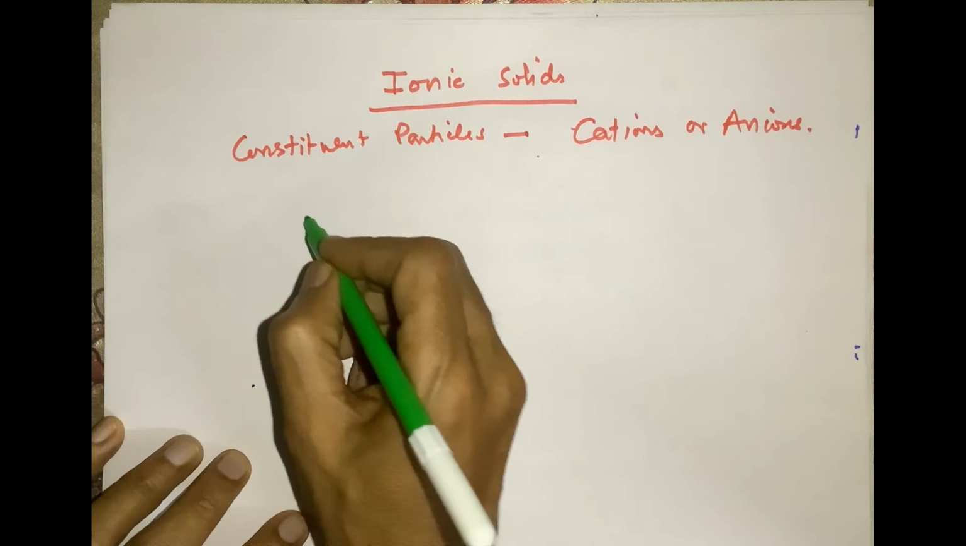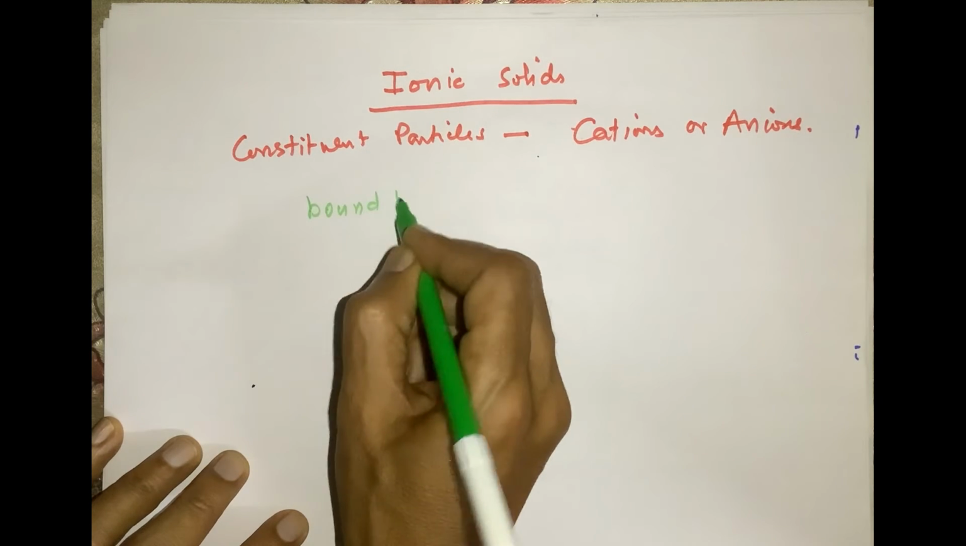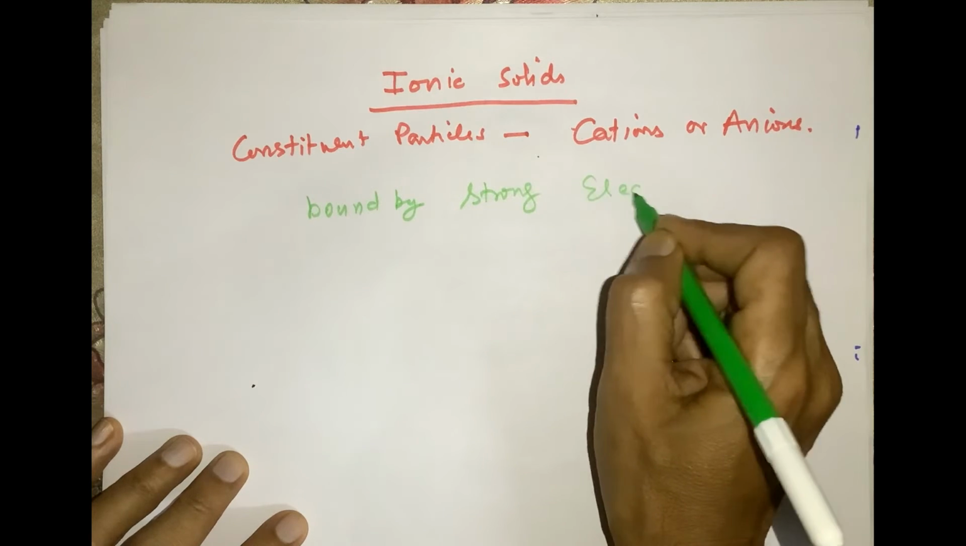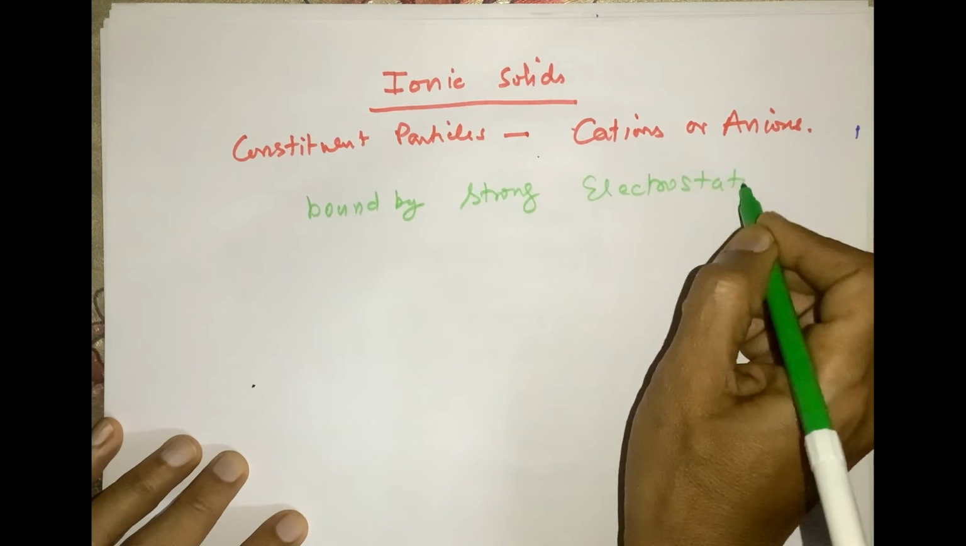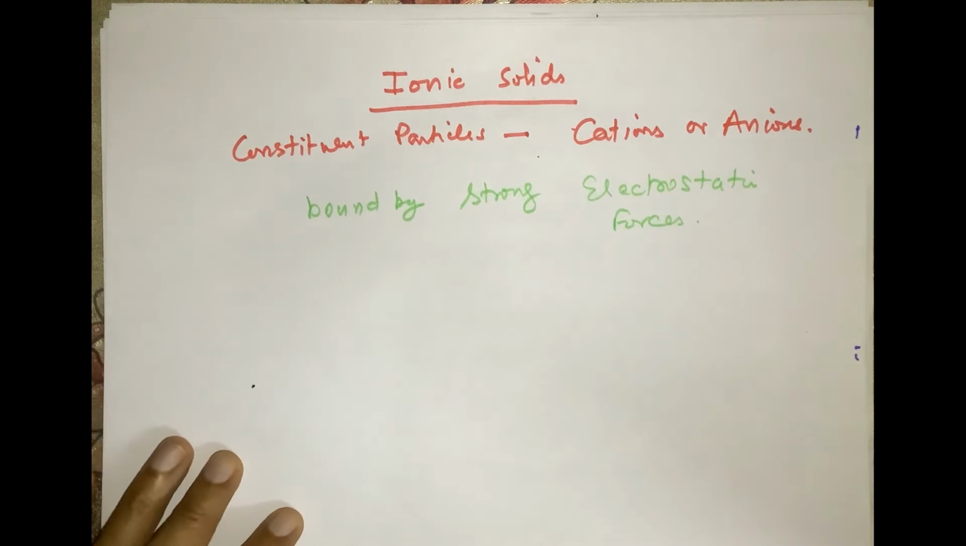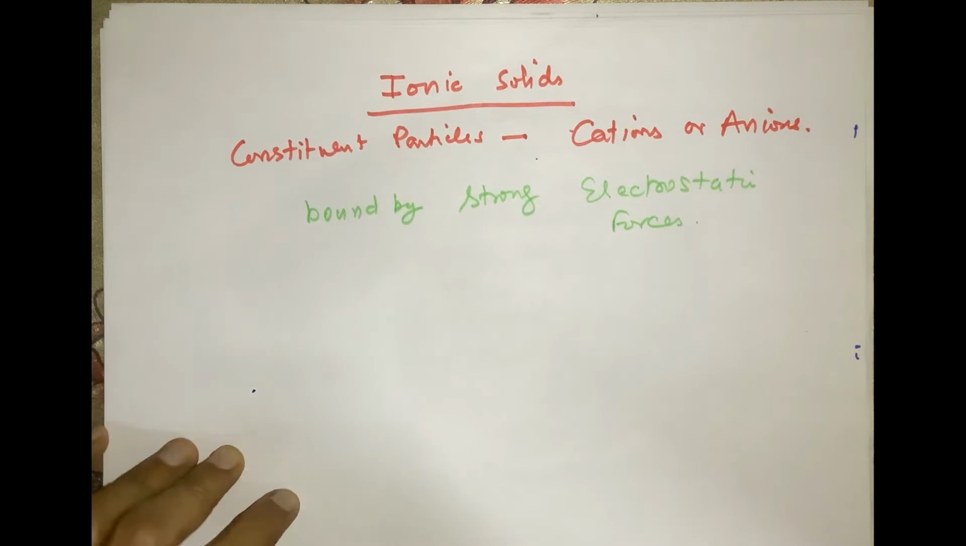Now they are bound by strong electrostatic forces, or what we say Coulombic forces. They are hard and brittle.